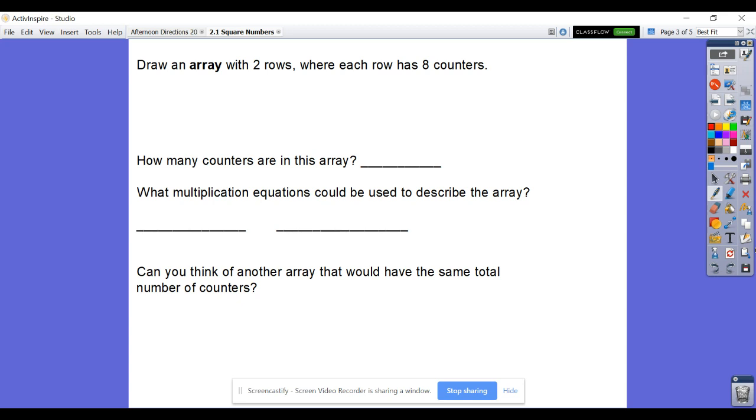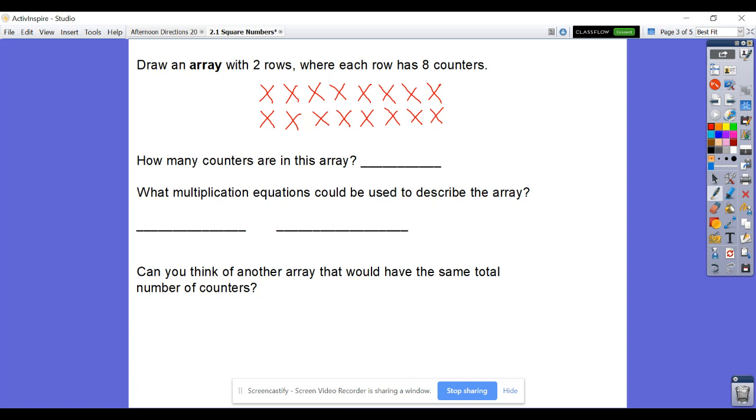The directions say to draw an array with 2 rows where each row has 8 counters. So let's go ahead. We'll draw our 2 rows, and I use X's to indicate the counters, and we want each one to have 8 counters. So remember to count this as 1, now 2, 3, 4, 5, 6, 7, 8. And we'll do this again. Make sure you're drawing this on your paper so that you have a 2 by 8 array.